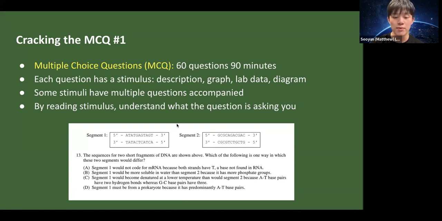This is a diagram of two short fragments of DNA, and based on that, you're supposed to answer the question. One trick here is that by reading the stimulus, you should have a general idea of what this question is trying to ask you. Let's say I were to answer this question by analyzing two short fragments of DNA, I should have a general understanding of what this question is trying to get at.